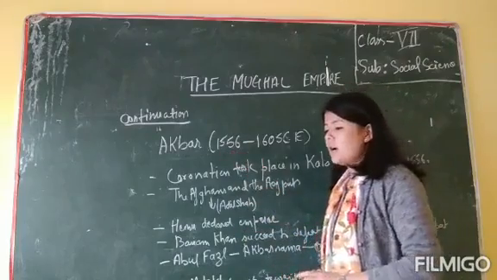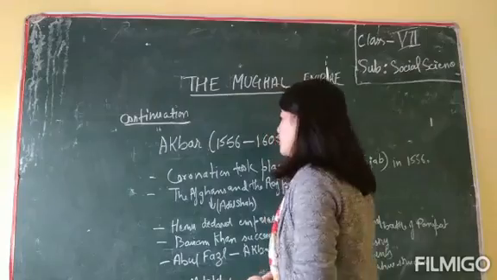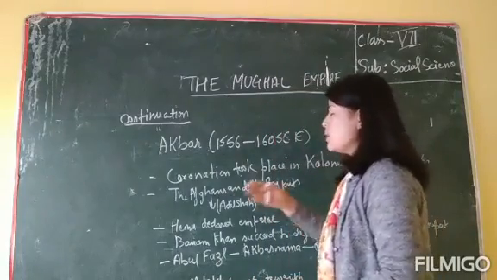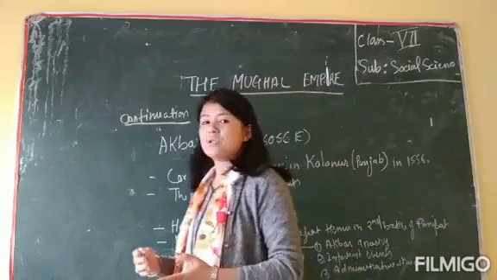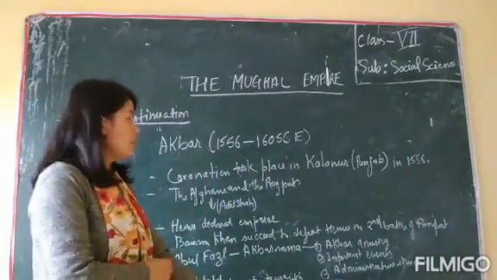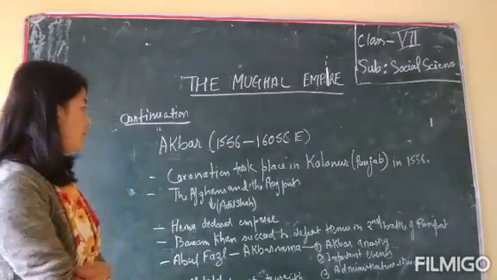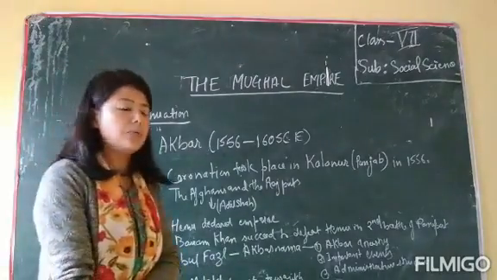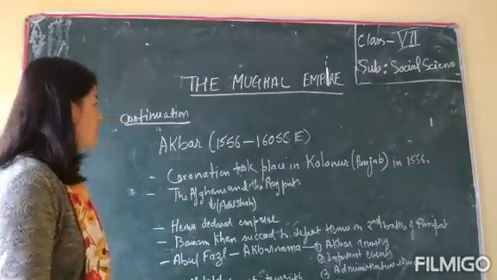After the reign of Humayun, his son Akbar became the ruler. He ascended the throne in 1500 BC, right? But when he ascended the throne, he was a very small child. He was only 13 years old, so he was not able to take the responsibility. So on behalf of him, Bairam Khan, who was an official of the Mughal Empire, acted as a regent. He took the authority.